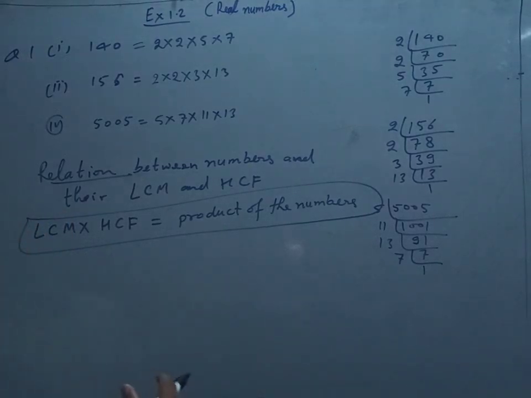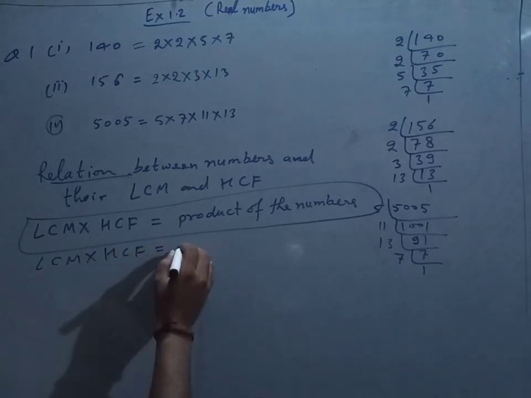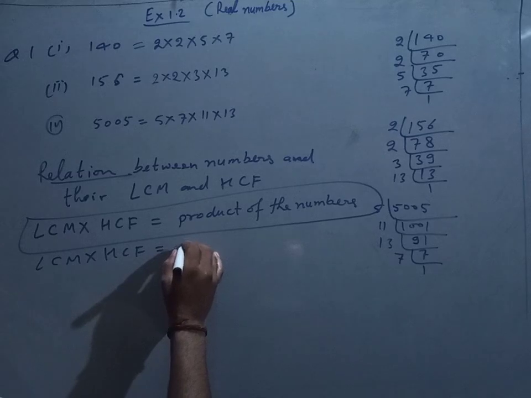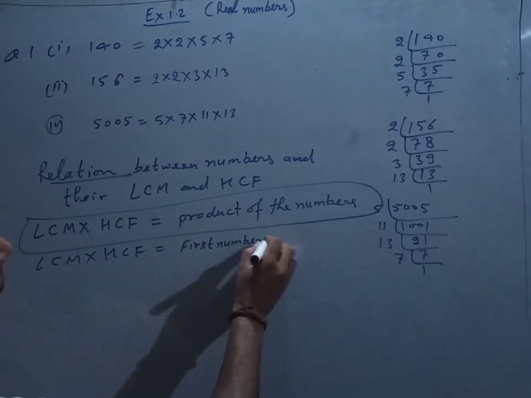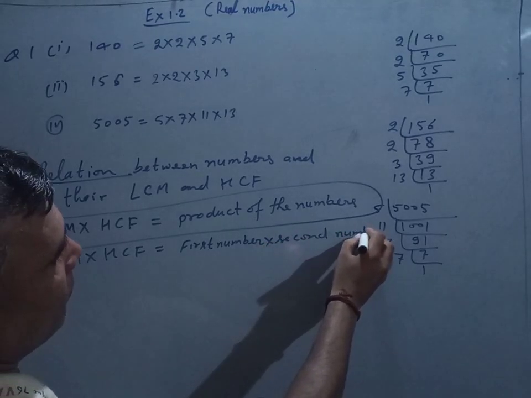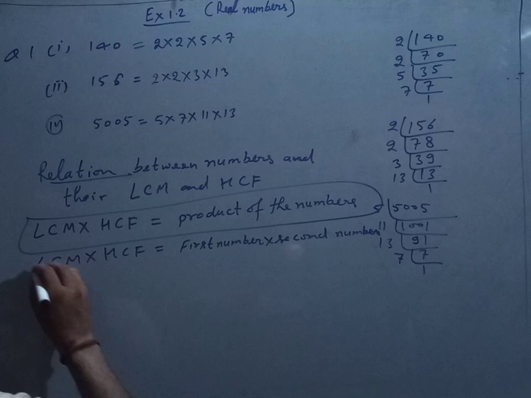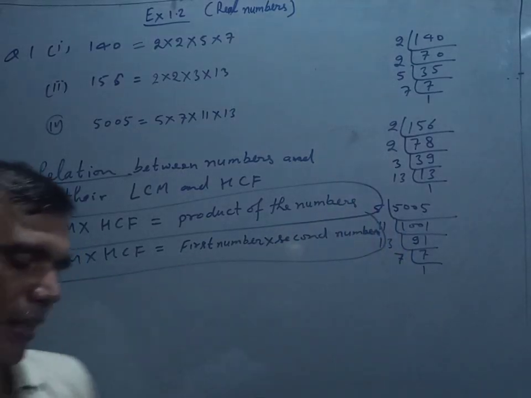You have to learn it by heart. Here we can write this relation: LCM multiply HCF is equal to the first number multiply the second number. Okay, students, so come to the question.